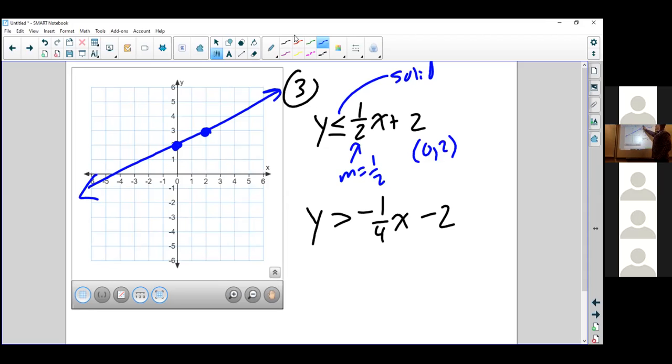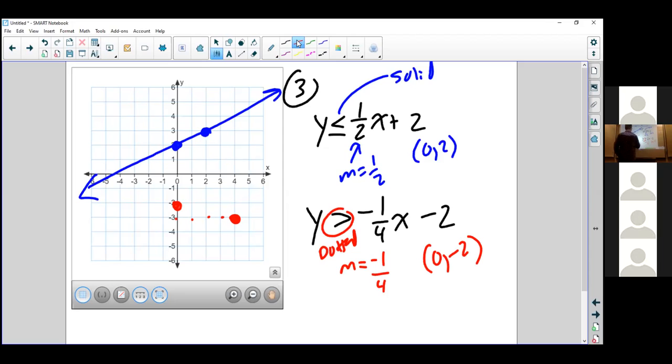Let's do the second line in red. I have a y-intercept of 0, negative 2. And I have a slope of negative 1/4. So from that point, I'm going to go down 1, right 4. Put a dot. This is dotted because there's no equal sign to it.